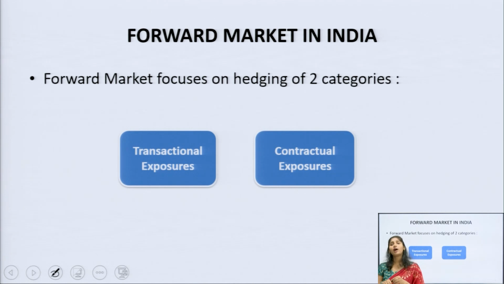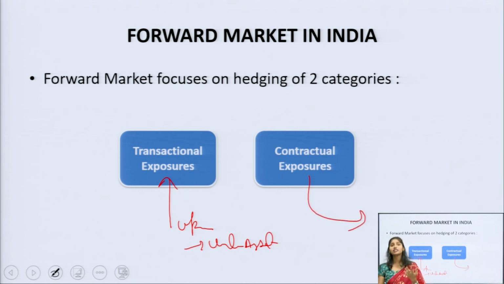Next is the forward market in India. In that case, there are two categories through which we can discuss the market position, and you can adjust your risk with respect to them. Transactional risk exposure means you are allowed to enter that particular market or balance your pricing up to the amount of the underlying asset. But in contractual exposure, you are flexible in dealing with that particular price.